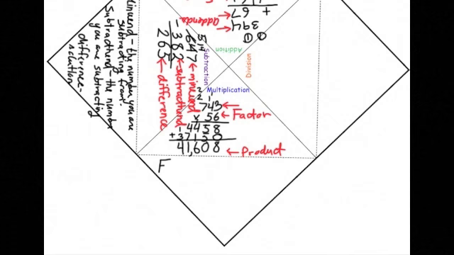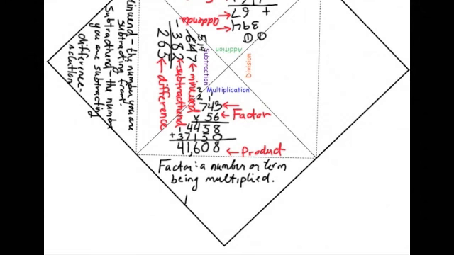Reviewing the vocabulary, a factor is a number or a term being multiplied, while a product is the solution to a multiplication problem.